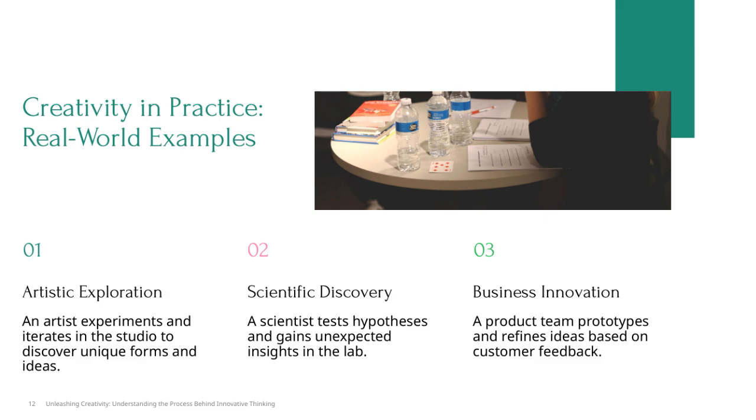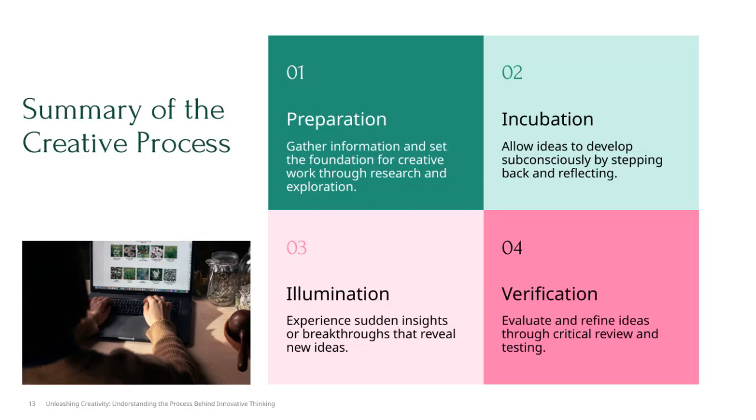Each example highlights how creativity is not just a flash of inspiration, but a dynamic process of trial, learning, and refinement. Here we have a summary of the creative process broken down into 4 stages. First is preparation, where you gather information and lay the groundwork by researching and exploring different ideas. This phase sets the foundation for everything that follows.